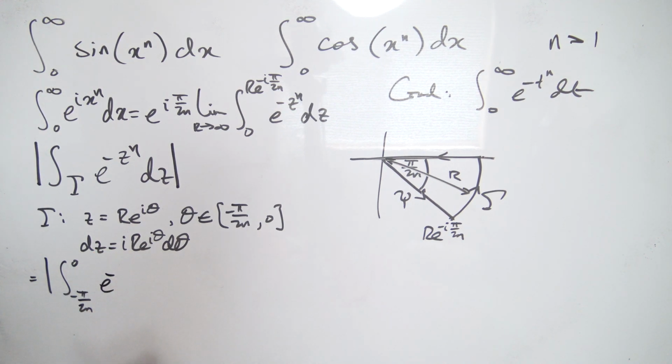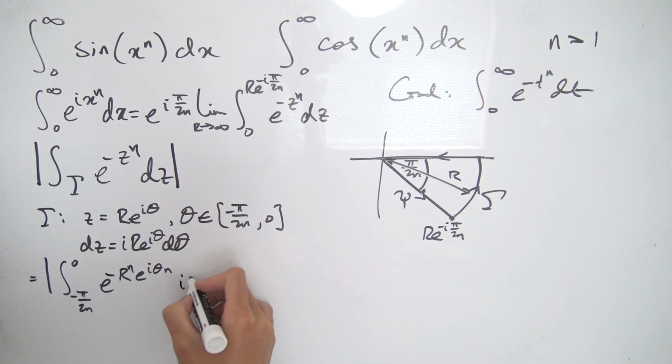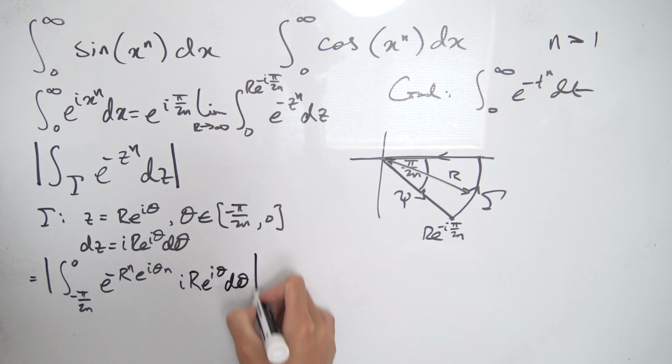Of e to the minus, now z becomes r e to the i theta, so r to the n e to the i theta n, raising all of that to the nth power, and our dz becomes i times r e to the i theta d theta.